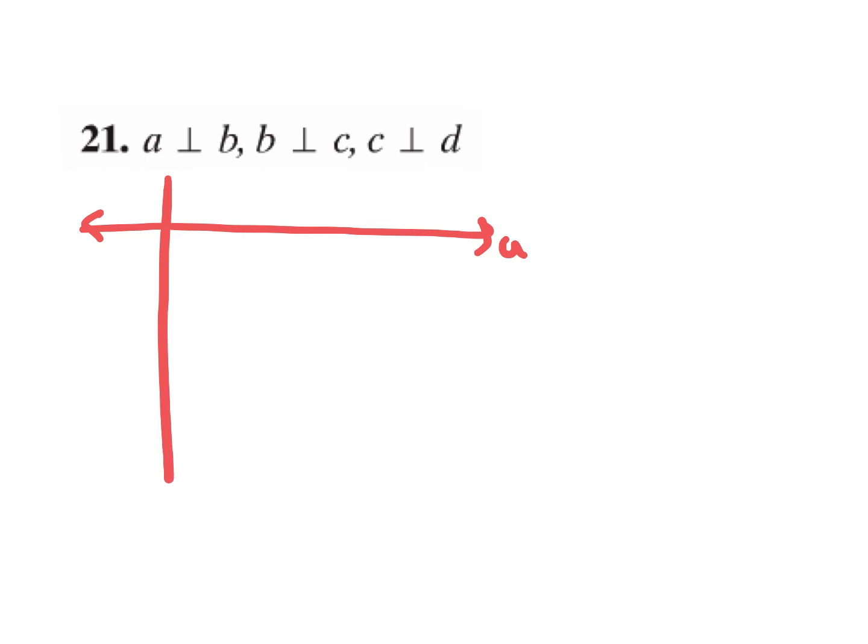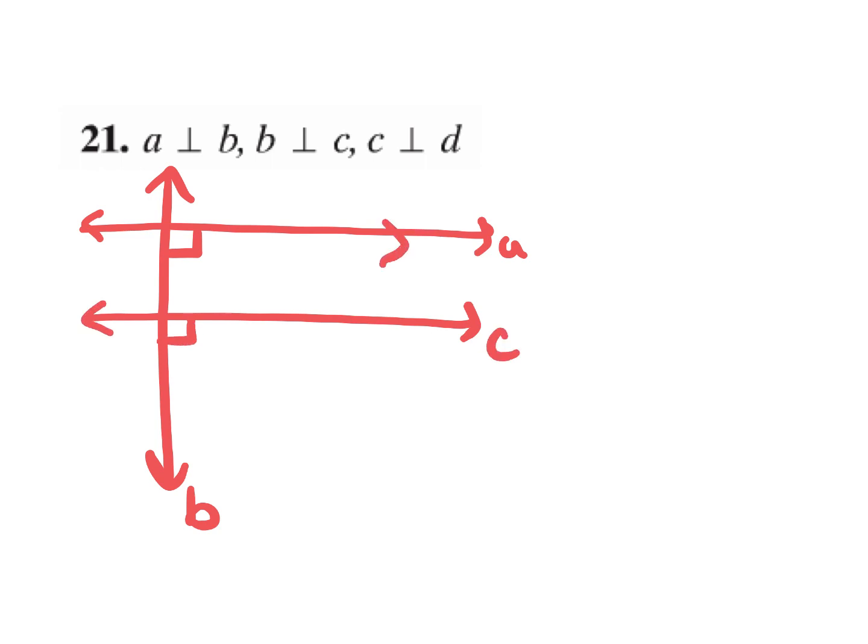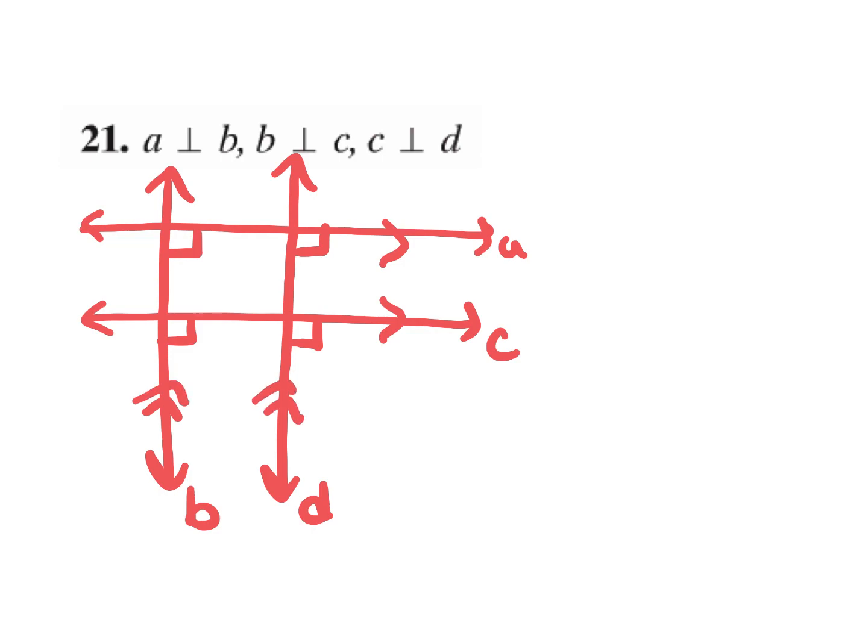And for my last example, I have A is perpendicular to B. So this is A, this is B, and they form a right angle. Now B is perpendicular to C, so C goes in the opposite direction of B. So it forms a right angle and ends up being parallel to A. And then D is perpendicular to C, so D goes in the opposite direction of C. So these are right angles, and B and D are parallel to one another. Now I want to see how A and D are related. You can see they go in those opposite directions, so A is perpendicular to D.